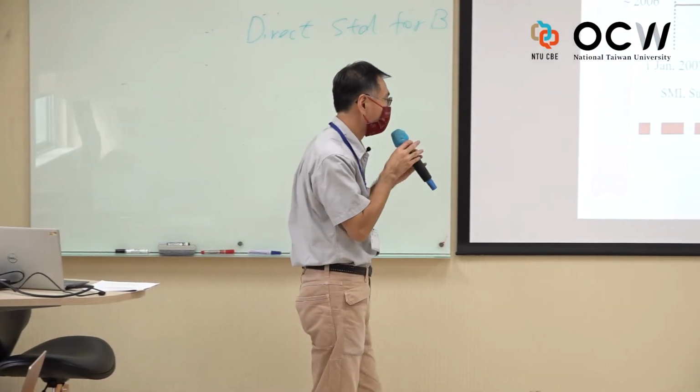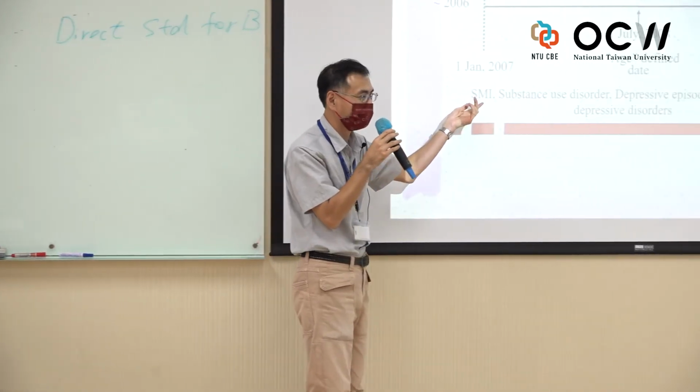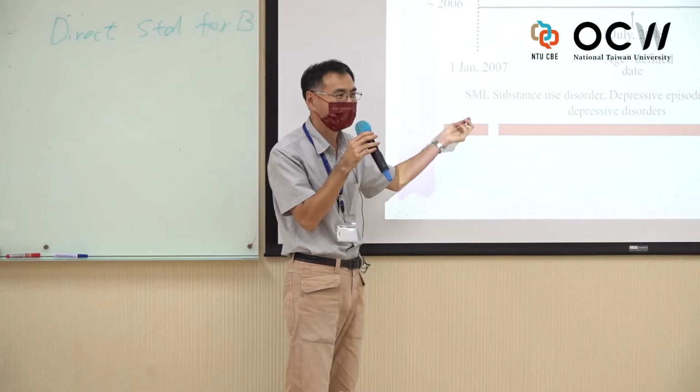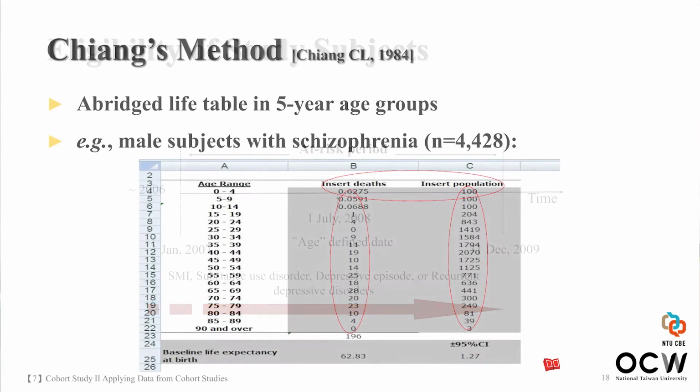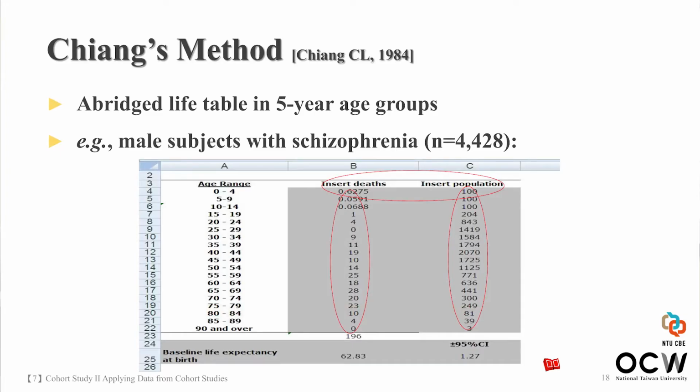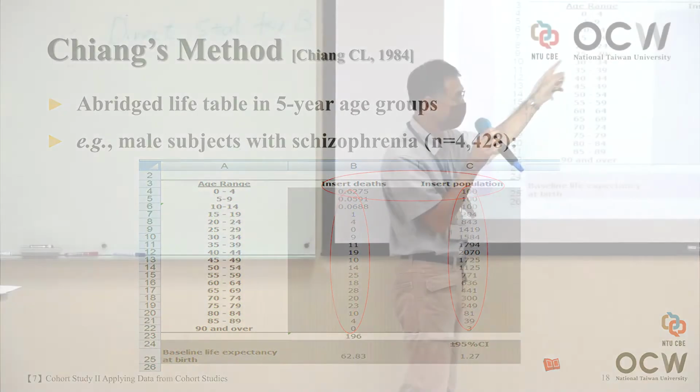They are people diagnosed with severe mental illness, including schizophrenia, bipolar, schizoaffective disorder, and also substance use disorder, depressive episode, or recurrent depressive disorders. So basically depression. And we use the abridged life table. The detailed one is split by every single year, right? But here is an abridged one, so a 5-year band.